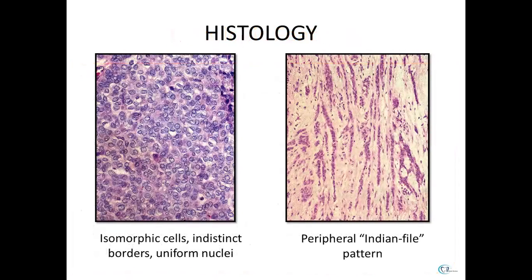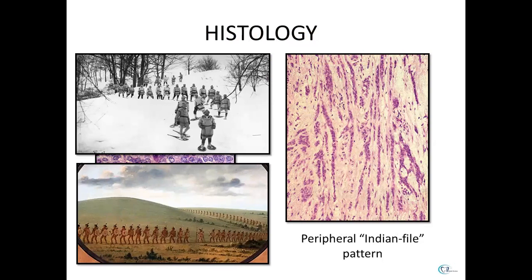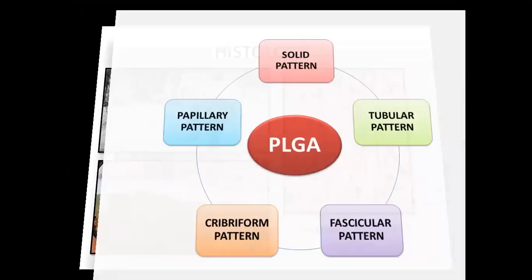Now, when we see the characteristic histopathology of PLGA, two types of cell population can be appreciated. One is isomorphic cells, which are cuboidal to columnar. They have indistinct borders because the cytoplasm is faint and the nuclei are uniform with no sign of any pleomorphism. Also, there is a characteristic feature of PLGA, that is the Indian file pattern. What is this pattern? As soldiers are arranged in a linear fashion, the same way the tumor cells are arranged, and this pattern is known as the Indian file arrangement or Indian file pattern.